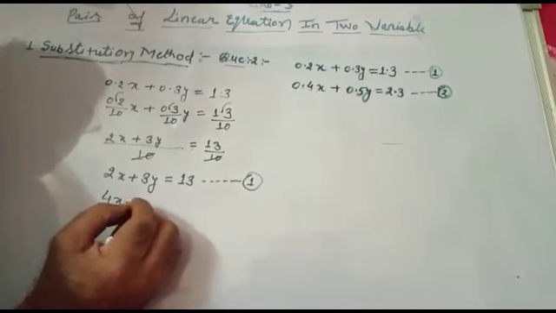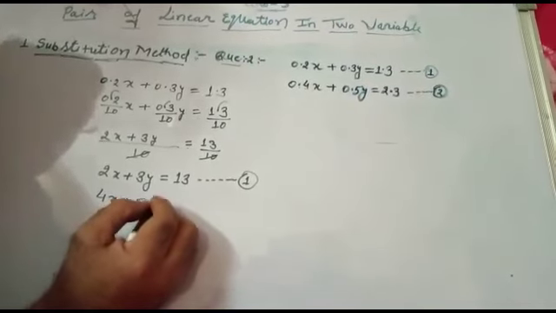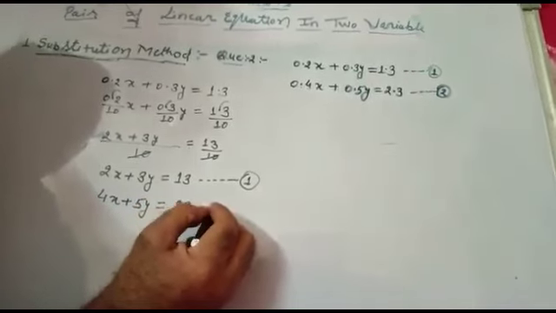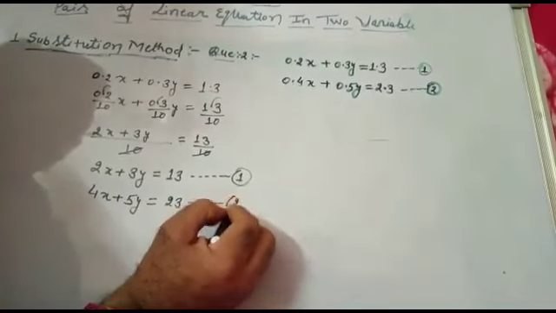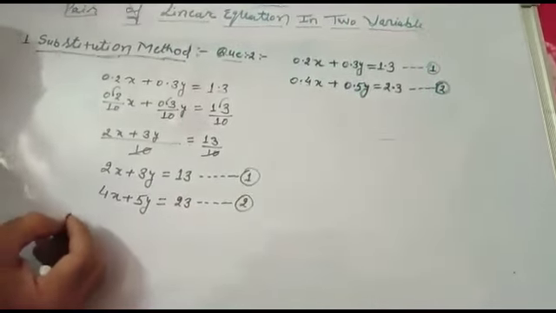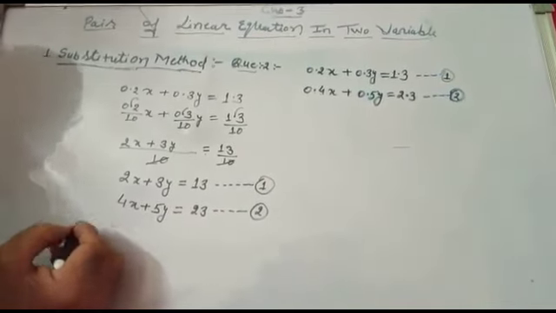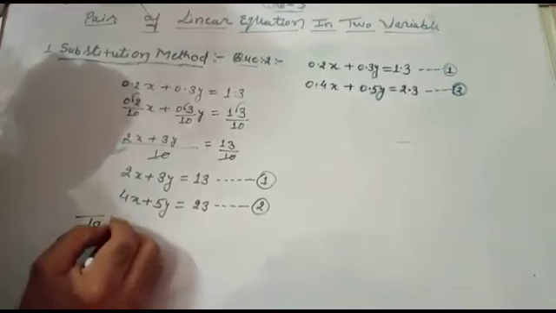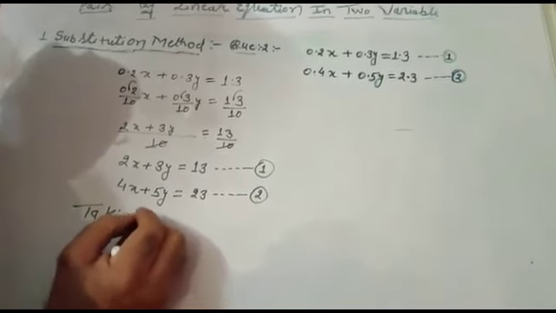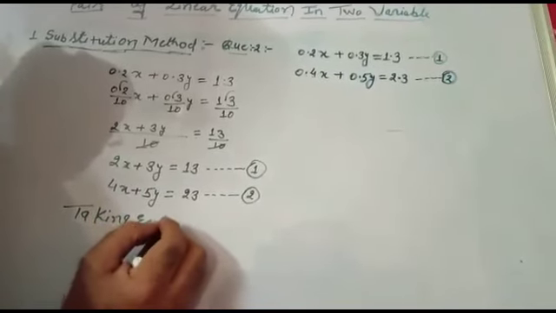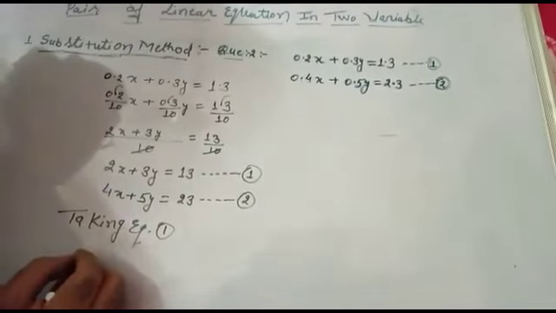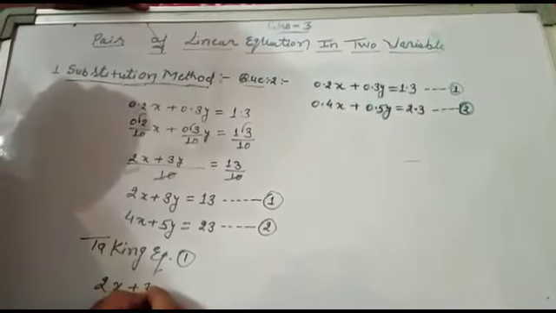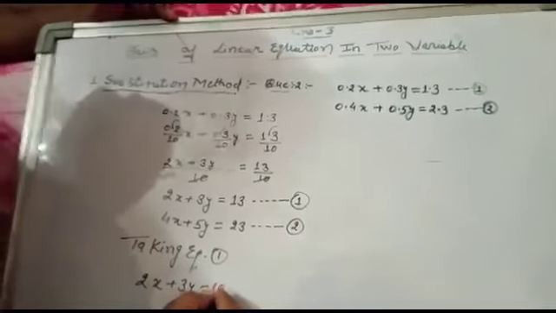4x plus 5y equals 23. Reduce the decimal form, then this is the second equation. Then the process of the substitution method: taking equation first. The first equation is 2x plus 3y equals 13.